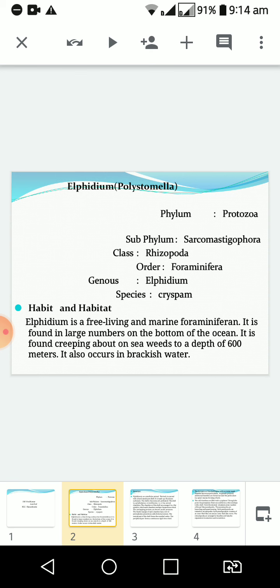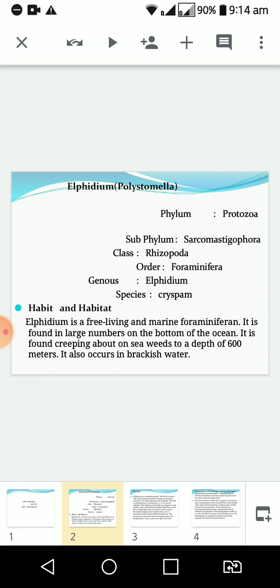Before that, we will see the classification of this Elphidium. The phylum is Protozoa, the subphylum is Sarcomastigophora, and the class is Rhizopoda. Order is Foraminifera, genus Elphidium and species crispum. Now this is about the classification.